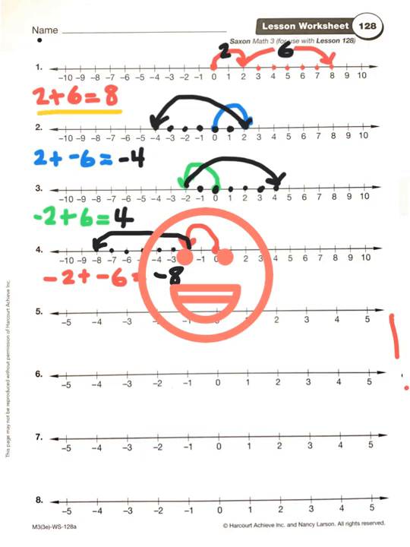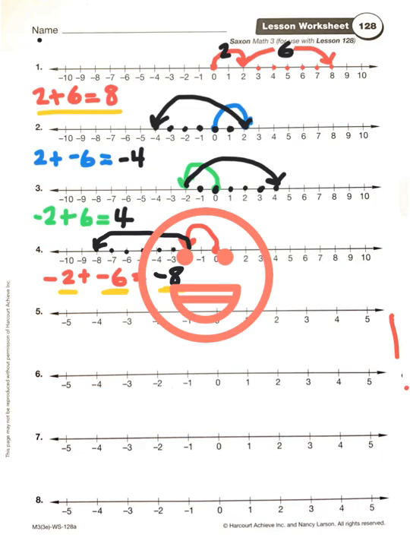2 plus 6 equals 8. And this is interesting, isn't it? -2 plus -6 is -8. So we can see that two negative numbers added together is going to be a negative number because we're going in the negative direction, which means down on our number line, not up.